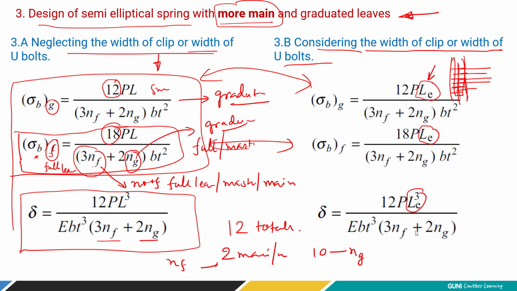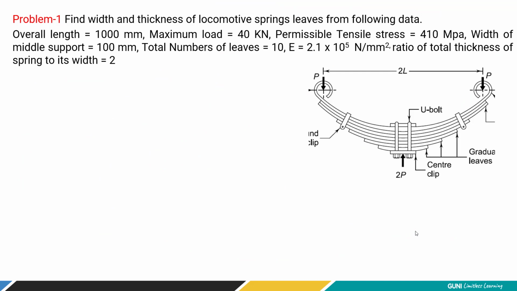Okay. Now let's try to solve a numerical to understand how to design the leaf spring. The first problem is to find the width and thickness of a locomotive spring. What exactly does that mean? Let me draw here. This is the leaf spring, right? So what do we have to solve? We have to find out the width, that is B, and the thickness T, from the following data, right?